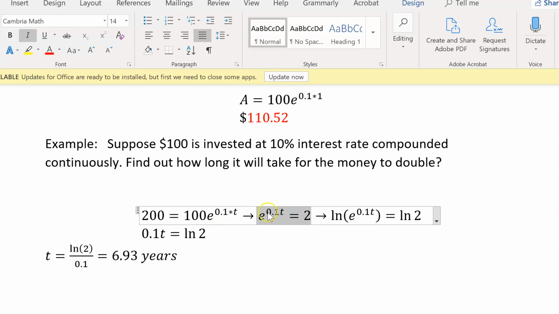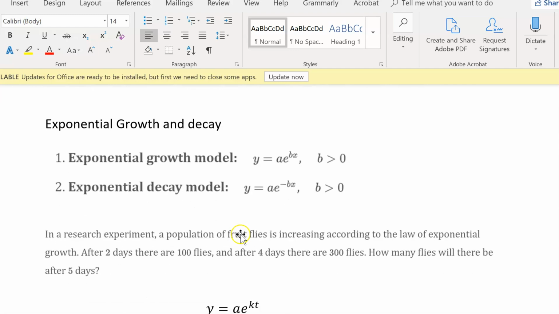You take the natural log on both sides. On this side you get natural log of e to the 0.1t, and if you take the natural log of 2, you get natural log of 2. But we know that the natural log and the exponential cancel off, and you get just 0.1t on the left-hand side, which is equal to natural log of 2. So you solve for t, and you get t is equal to natural log of 2 divided by 0.1, and that will give you 6.93 years. So really it takes 6.93 years. If you have a 10% interest rate, which is a very high interest rate, you can double the money in 6.93 years. So let's do one more type of model.